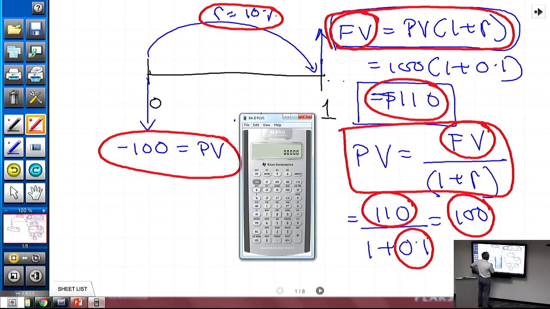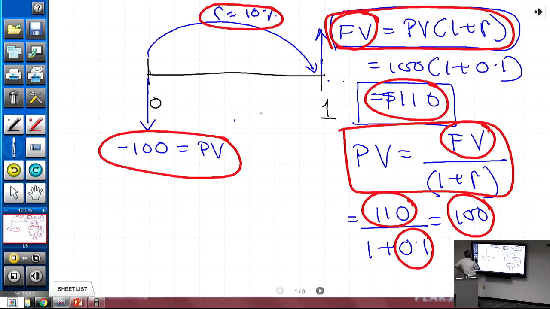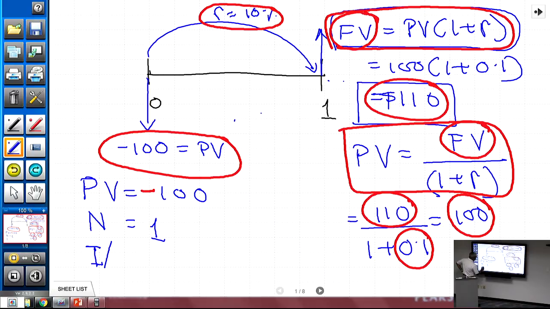So in this problem setup, what do we have? In the first case, we had the following. We had present value as 100. But the calculator requires a certain convention. And the convention is to enter present value as a negative number. Then we had N, the number of periods, as 1. It was a one period model. And for interest rate, in the calculator, the variable that enters interest rate for us is I/Y.